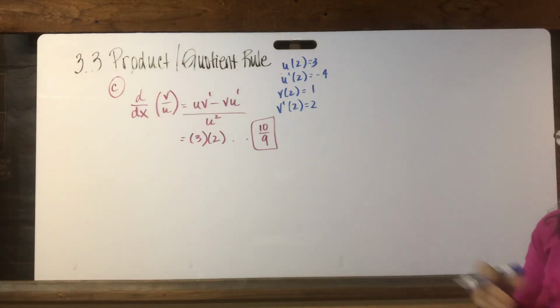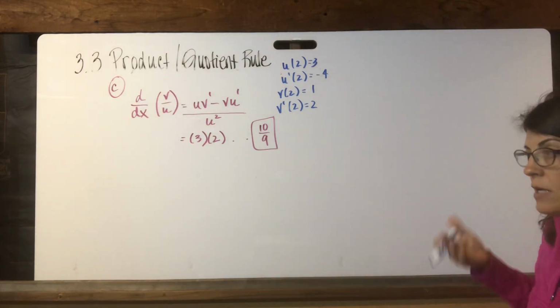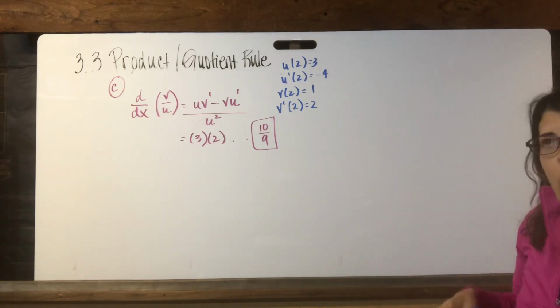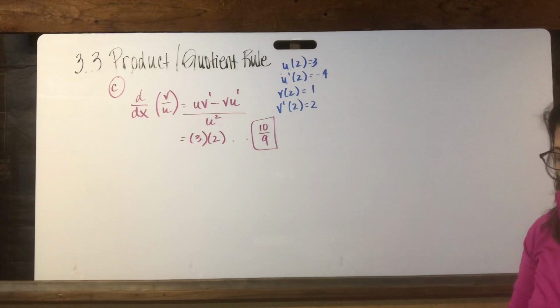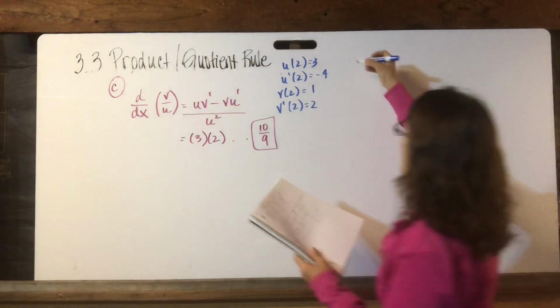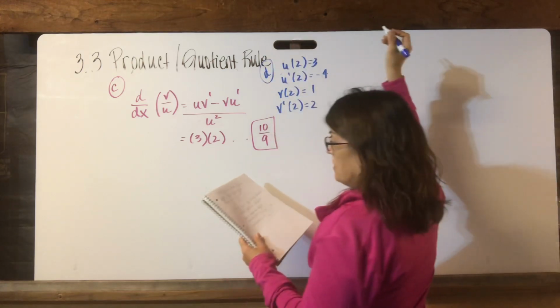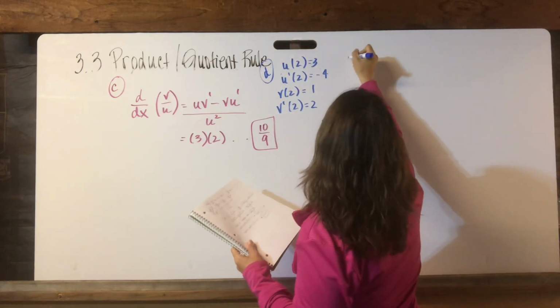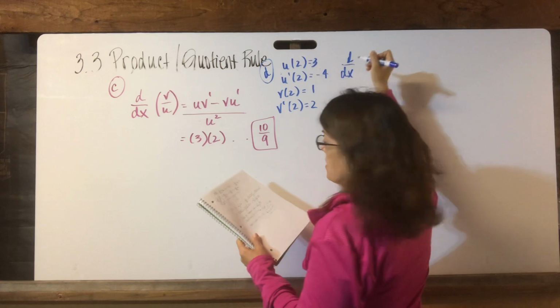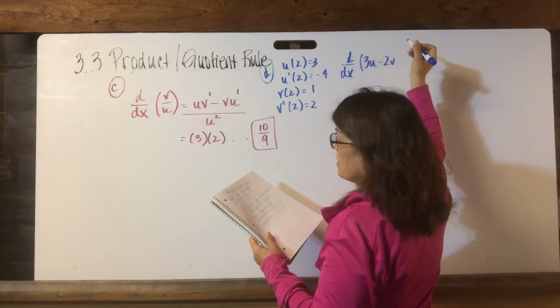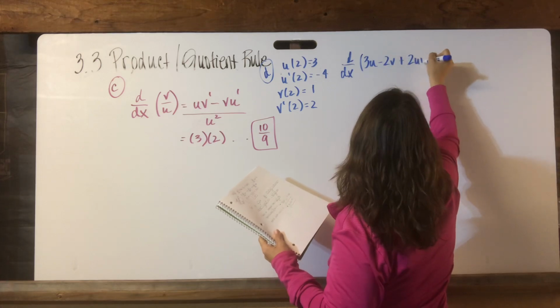So I said I was going to talk about one more property in the video, and the property I'm going to talk about is the sum difference property, and you'll see why it's going to be super handy. So the problem asks you, this is part D, to find the derivative of 3u minus 2v plus 2uv.